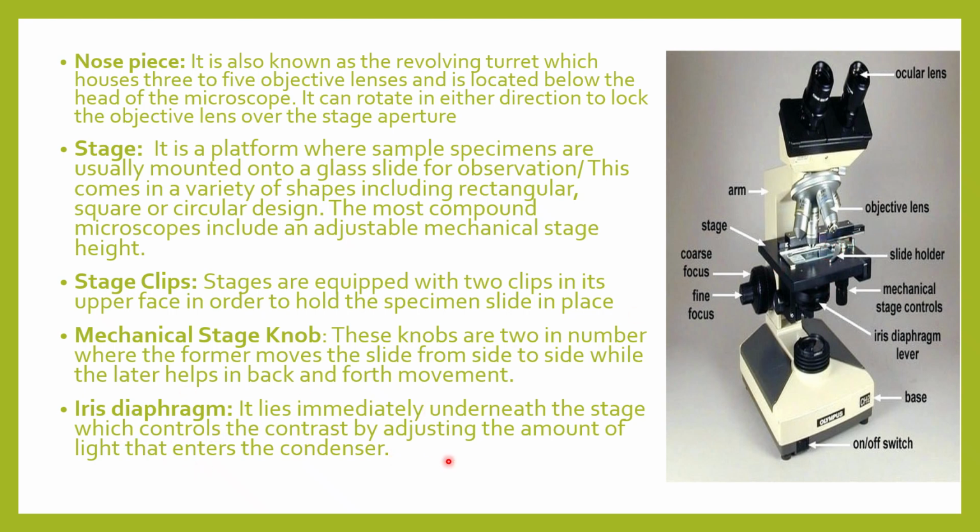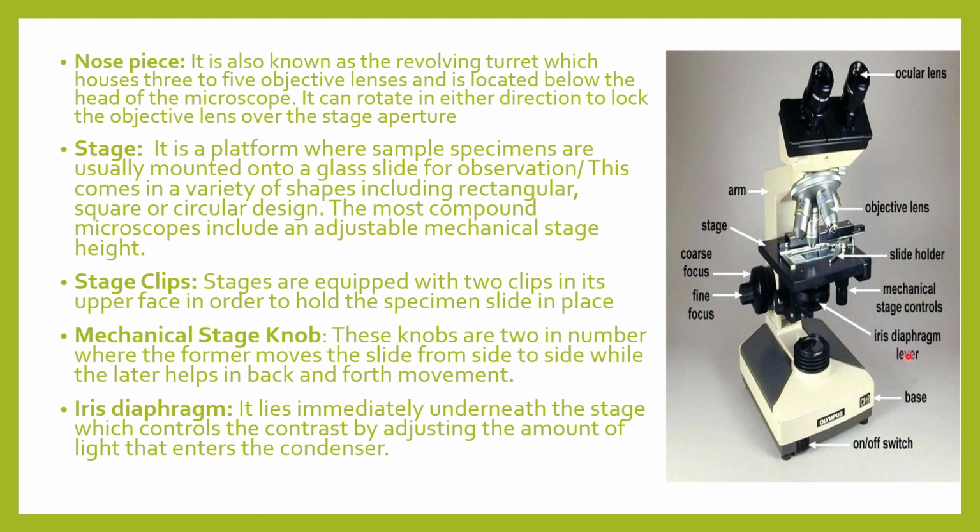Okay, and then next is the iris diaphragm. It lies immediately underneath the stage, and it controls the contrast by adjusting the amount of light that enters the condenser. Yes, so immediately below the stage there is the iris diaphragm. Mainly they control the light, how much light has to go into the condenser will be adjusted by this iris diaphragm.